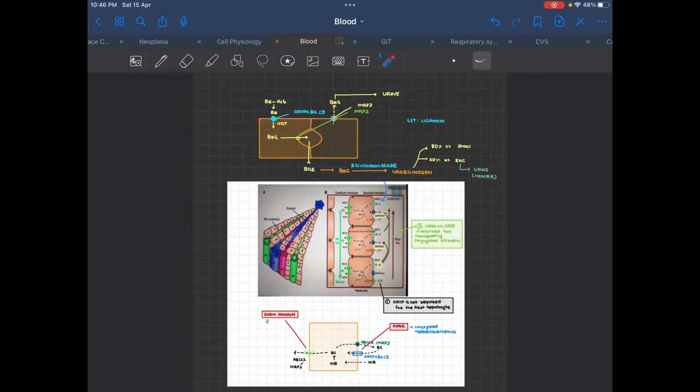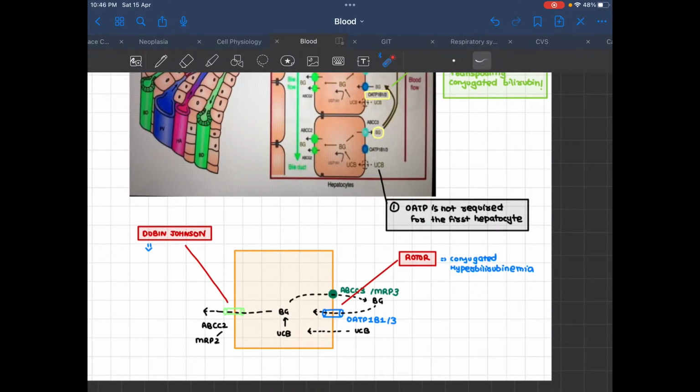So why is this important? Because when we studied Dubin-Johnson and Rotor syndrome, we understand very well why in Dubin-Johnson we're going to have conjugated bilirubinemia. Why? What was in the hepatocyte? Conjugated bilirubin. And how is it getting excreted into the biliary canaliculus? We said very easily, by the ABCC2 transporter, the MRP2 transporter. So what's going to increase in the blood? Conjugated bilirubin. But we often fail to understand, because of this transporter, that is OATP1B1 and 3, which is going to transport your conjugated bilirubin, how did this happen?